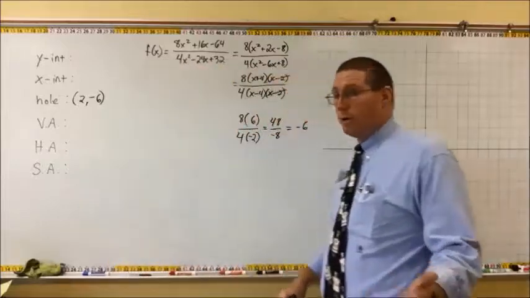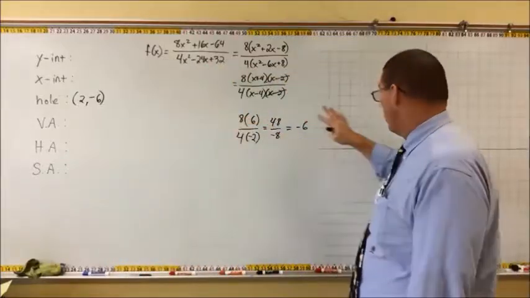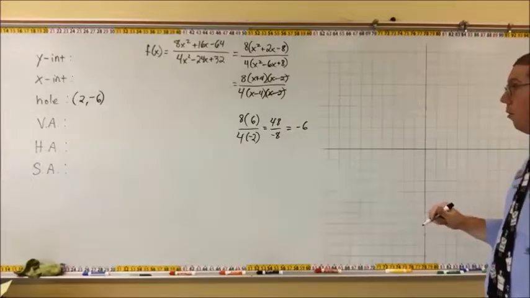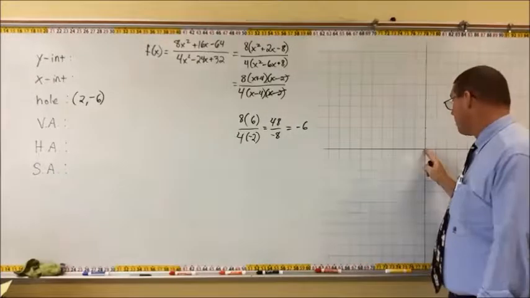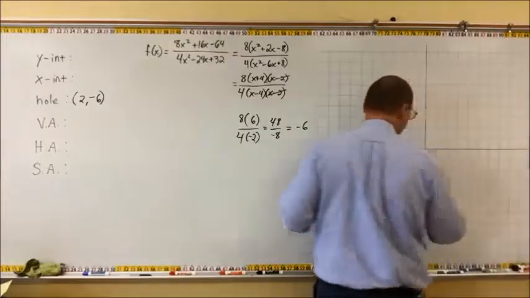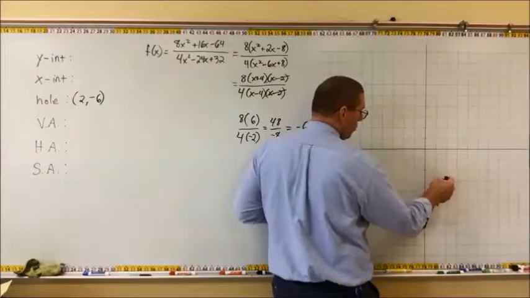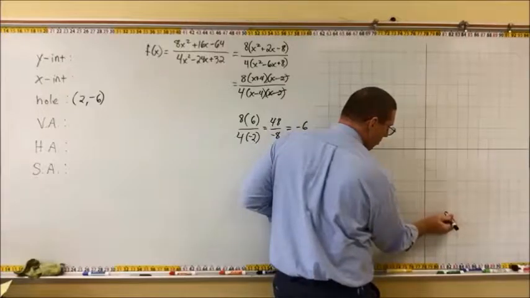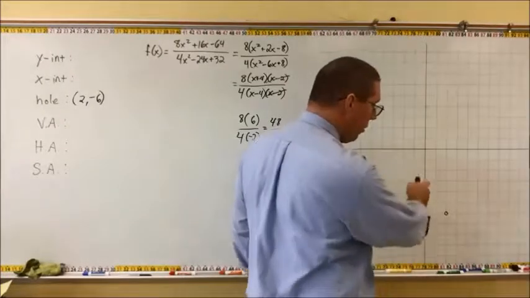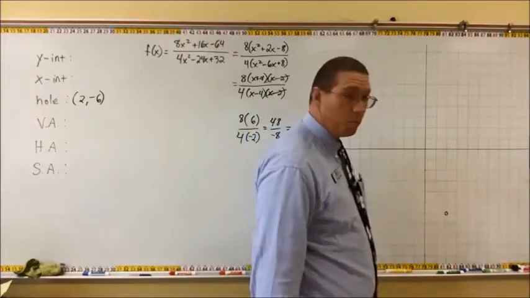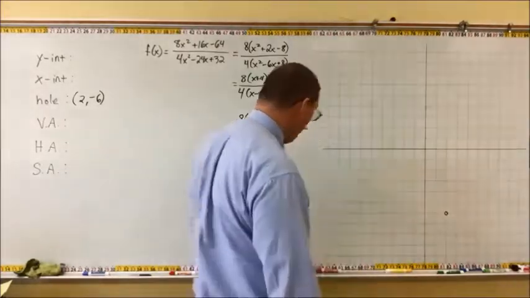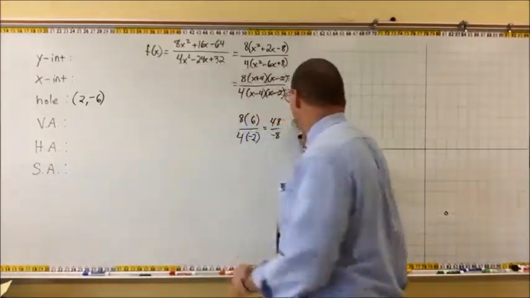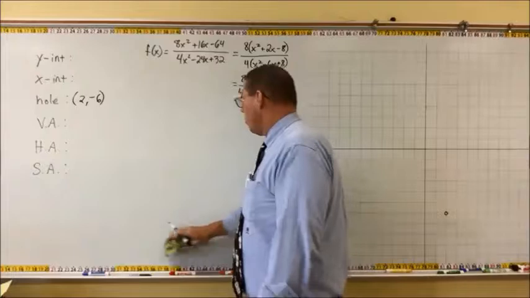In fact, now what I'm going to do is go ahead and draw that on the coordinate plane. And I've already shown you how to draw a hole, right? So we go to the point 2, negative 6. Okay, so from here, 1, 2, 1, 2, 3, 4, 5, 6. And I'm just going to put an open circle there, indicating that there is a hole in the graph. So the graph is going to pass through that point, only it's going to skip over that point because it's a hole. All right?